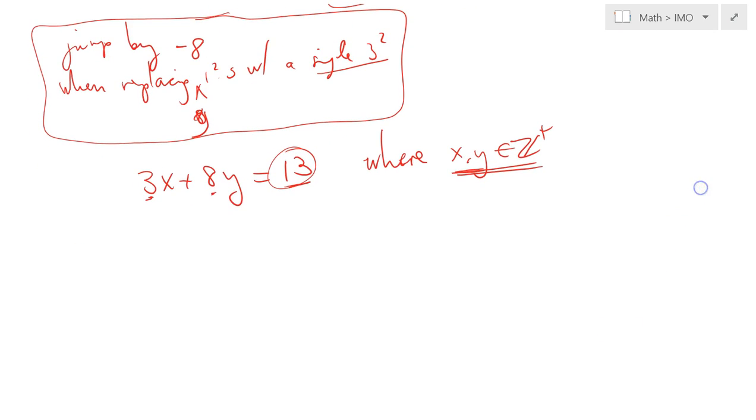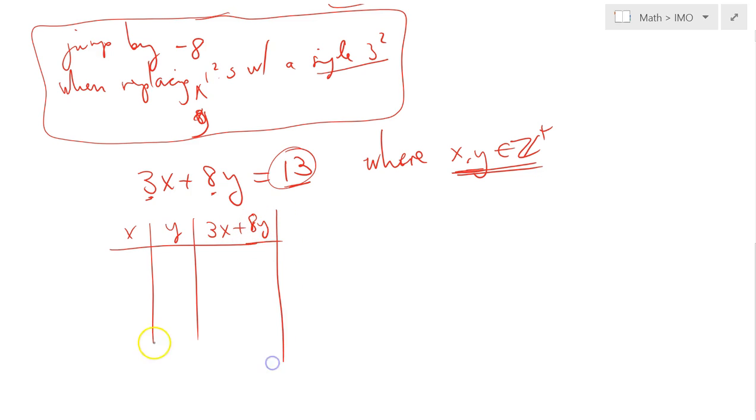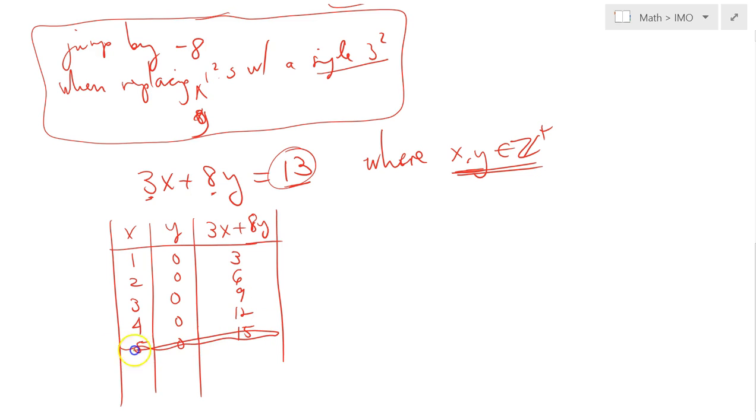In fact, let me even write down all the numbers that one can reach. So what can we use for x and y, and which values can be reached here? It's not too big, but let's just do it for the sake of completeness. If I use 1x, 0y, we will get a 3. If I use 2x, 0y, I will get a 6. 3x, 0y, I will get a 9. 4x, 0y, I will get a 12. 5x, 0y, I will get a 15. And I already passed it, so this one is way too high.